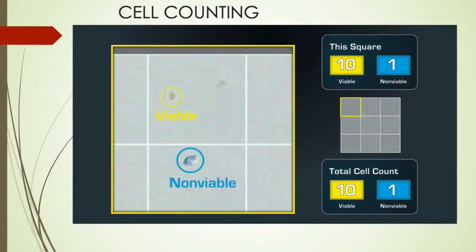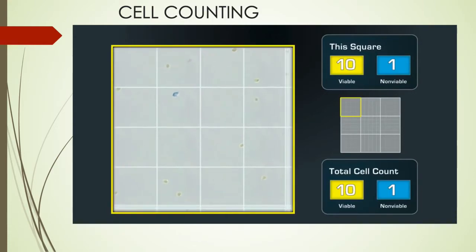and don't have a well-defined shape. This is an example of an artifact. We won't include it in our count. Proper storage, cleaning, and handling of the hemocytometer will minimize the number of artifacts. There are 10 viable cells and 1 non-viable cell in the first square.